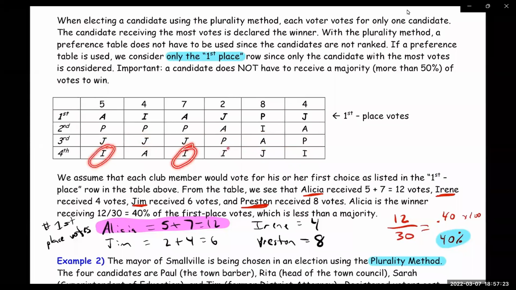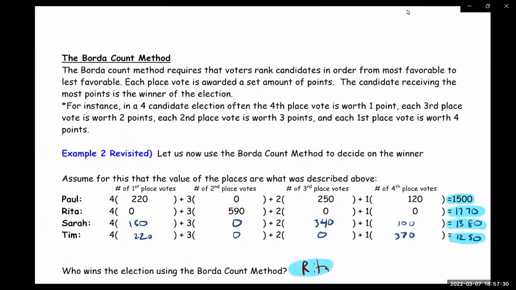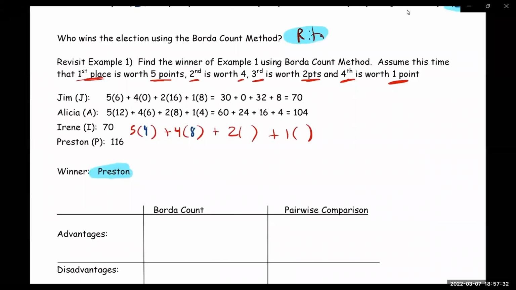5 plus 7 is 12. Plus 2 is 14. 14 plus 4 is 18. So if you add it up, that's 18. Does that give you 70? Yes, I got 70. So we just verified that they did it correctly, which it looks like they did. All right, so Preston would be the winner.